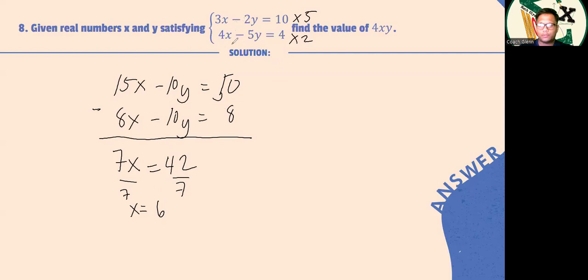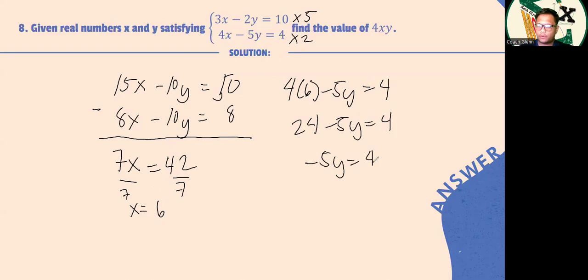To do that, you can use any of the two initial equations. So let's use this one. So we have 4 times 6 minus 5y is equal to 4. So 4 times 6 is 24. That means negative 5y is equal to 4 minus 24, which is essentially equal to negative 20. So divide negative 5 both sides. We have y is equal to 4.